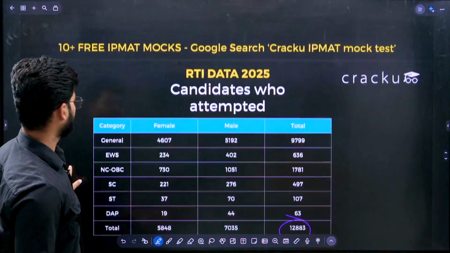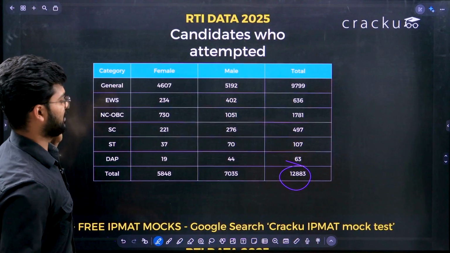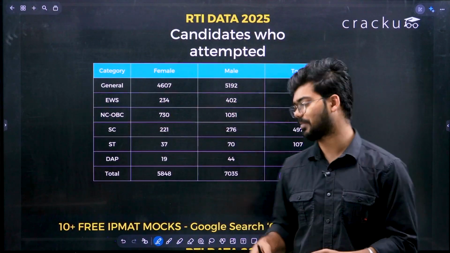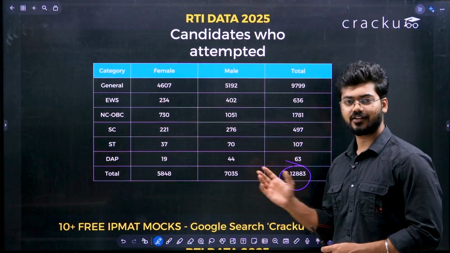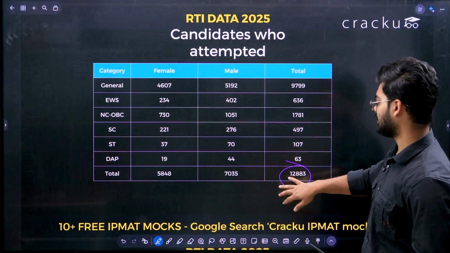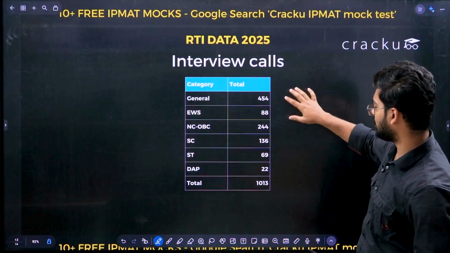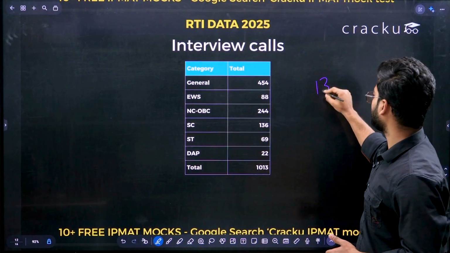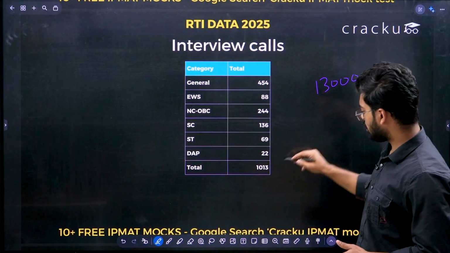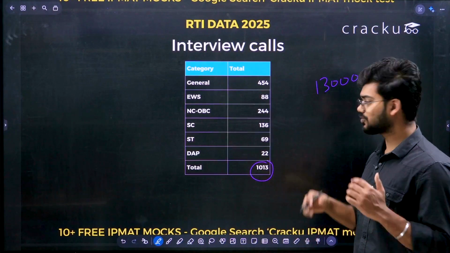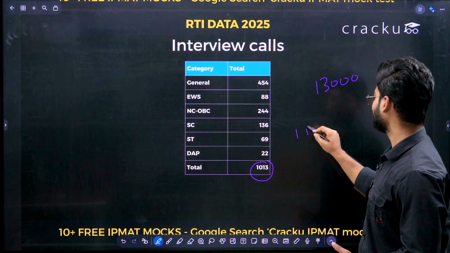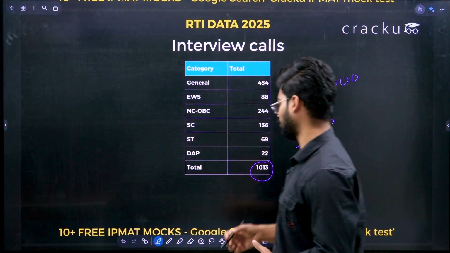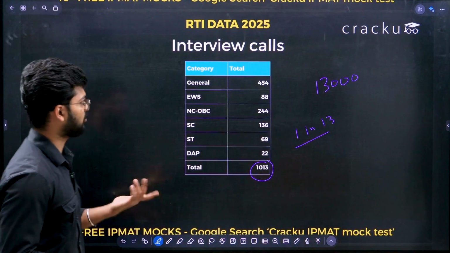Moving ahead, what does the RTI data say? Around 12,800. So let's say 13,000 people actually appeared for the test, right? Out of those 13,000, let's see how many people got the interview call. Out of those 13,000, 1,000 people got the interview call. So we can say 1 in 13 candidates gets an interview call in IIM Rohtak. So this was about IIM Rohtak.